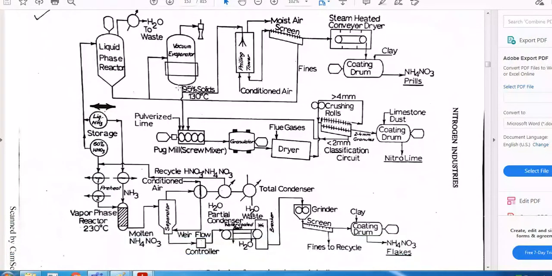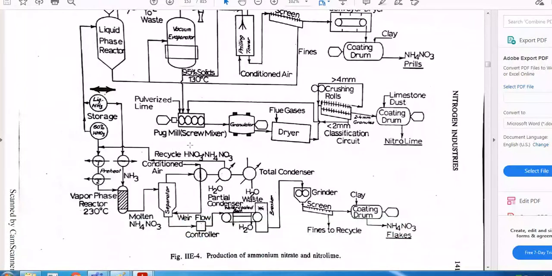Yeah, here take the pug mill. Basically, what are the chemicals which are added to it? We are adding the pulverized lime to it. We are adding ammonium nitrate to it, and we are adding one more ingredient to it. What are the salts which are present here? The bigger size of particles or small size is added to it.